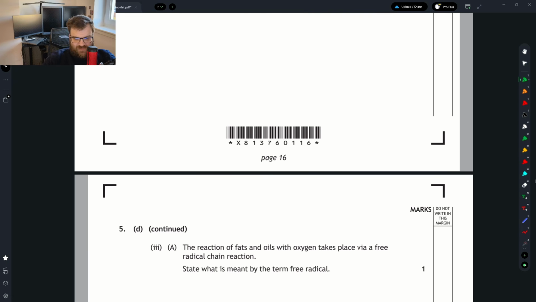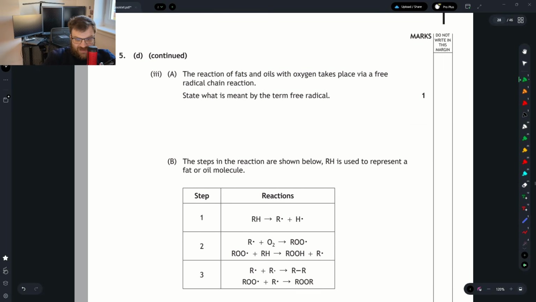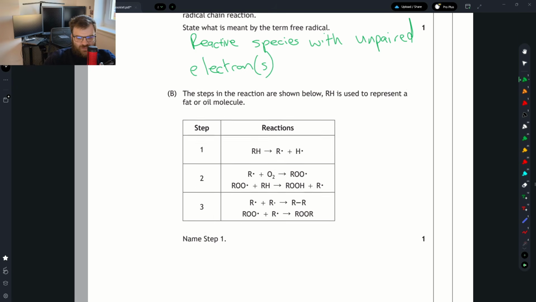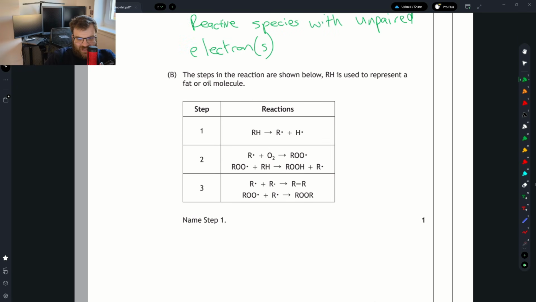Or that one. Moving on, we're asked about free radicals. These are reactive species with an unpaired electron or unpaired electrons, depending on the chemical. There are 3 steps in these ones. We have, first of all, an initiation reaction. We then have propagation, and then we have termination at the end.